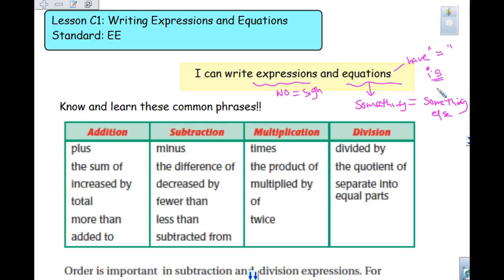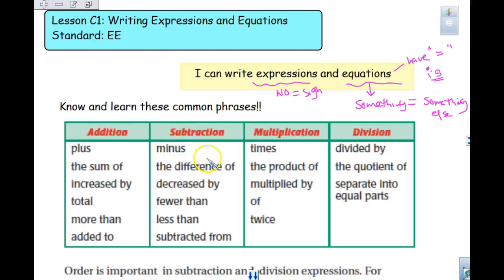or it could be was. Past tense, it is, right? Okay? So as we look at those, we want to make sure you understand plus, the sum, increased by, total, more than, and added to. Those are all phrases that when we see them mean addition.